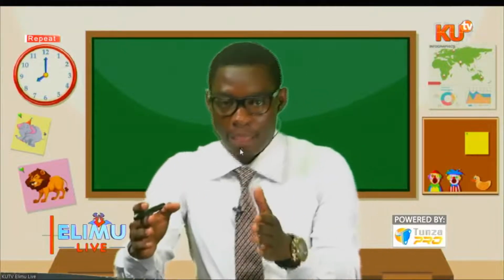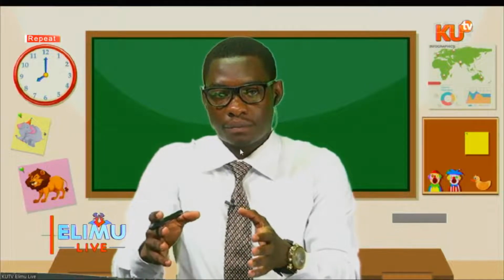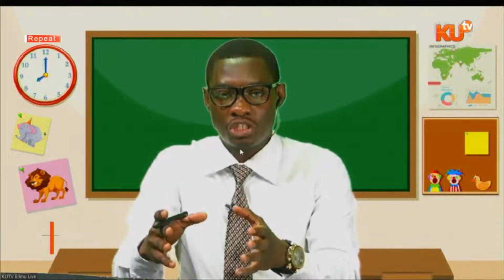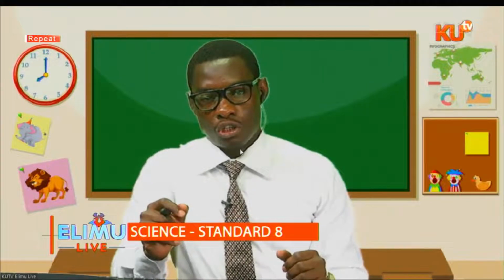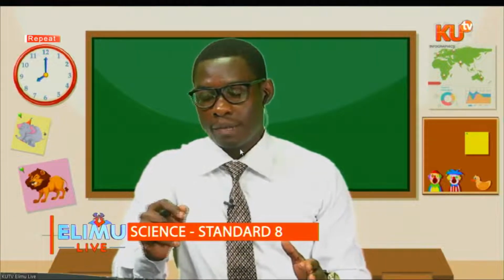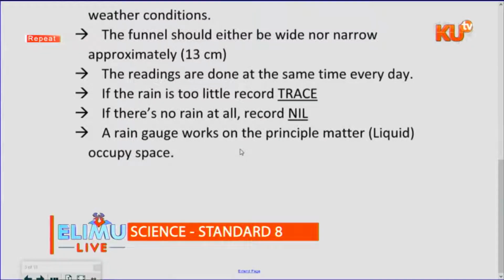Now we have these weather instruments. These weather instruments work on specific principles. So when we come to a rain gauge, it works on the principle that matter occupies space. From our previous knowledge on matter, we understand that matter is anything that occupies space and has mass. And the matter we are talking about here is liquid, and the liquid is the rainwater.